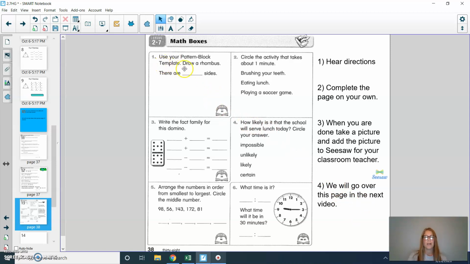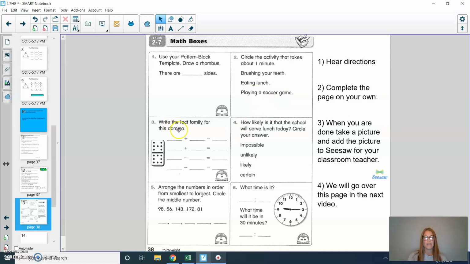So for question number 1, use your pattern block template if you have it available. If not, you can still draw a rhombus. And then tell me how many sides are in a rhombus. For question 2, circle the activity that takes about 1 minute. Would it be brushing your teeth, eating lunch, or playing a soccer game?